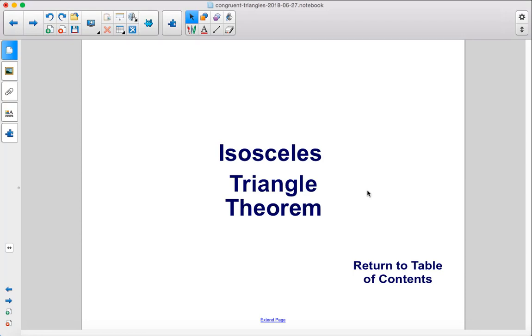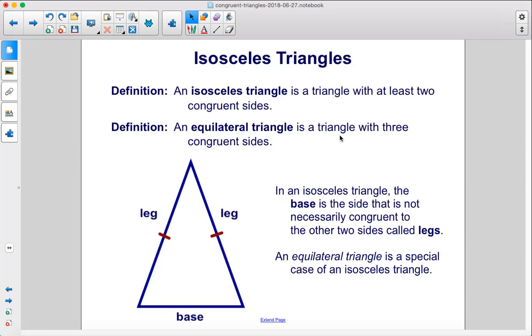Isosceles triangle theorem. Isosceles triangles. Definition. An isosceles triangle is a triangle with at least two congruent sides.